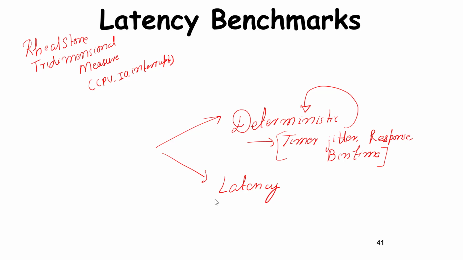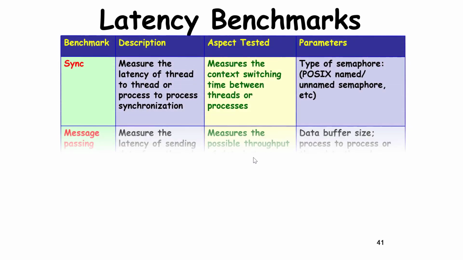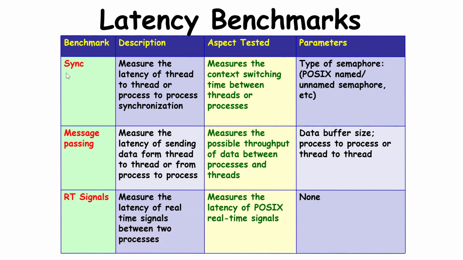So what we should now look at is the second category, which are the latency benchmarks to be described in this slide. So latency benchmarks will be like this. So one benchmark is sync. So this measures the latency of a thread to thread or process to process synchronization, right? So latency benchmarks, unlike the previous category of deterministic benchmarks, which are based on multiple runs and kind of computing a distribution, here you measure a specific aspect, like the context switch time between threads or processes when they are synchronizing, right, at a semaphore, for instance.